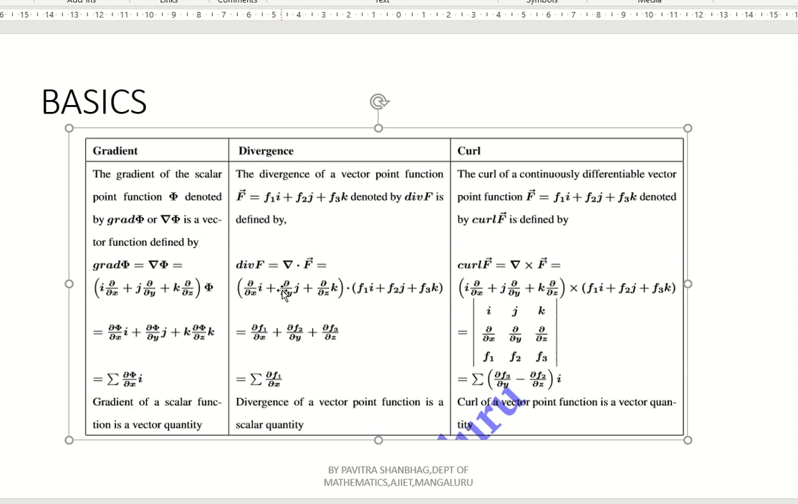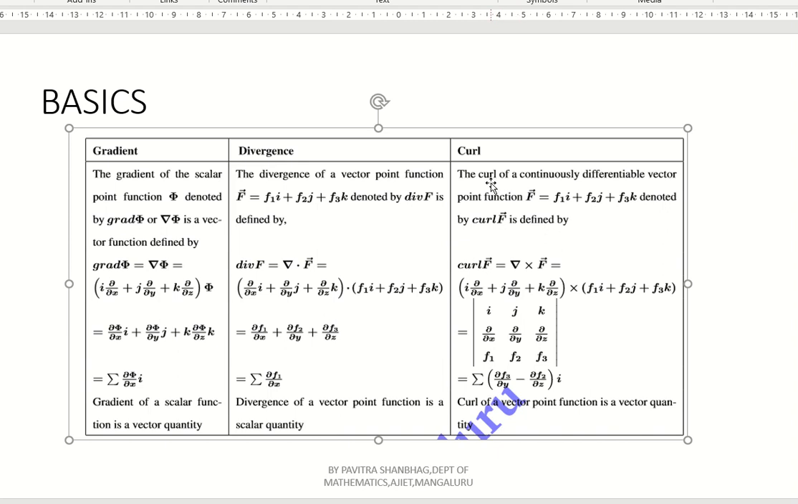Now here, divergence means dot. If you take the dot product of like vectors, it is 1. So we are multiplying only the coefficient of i with the coefficient of i here. So, ∂/∂x of f1 plus ∂/∂y of f2 plus ∂/∂z of f3. So in general, we can call it the summation of the first term, that is, divergence of a vector function is a scalar quantity. Now, what about curl of a vector function?